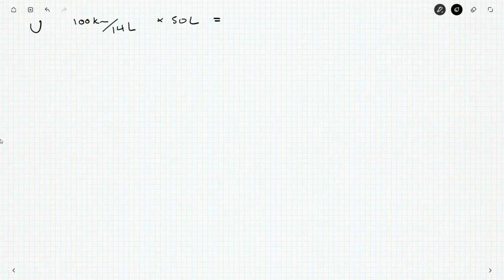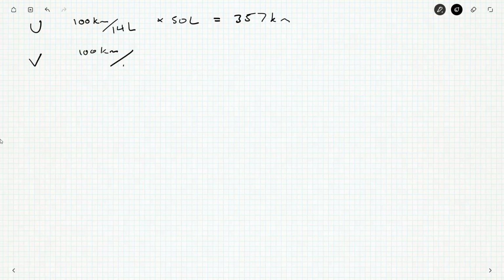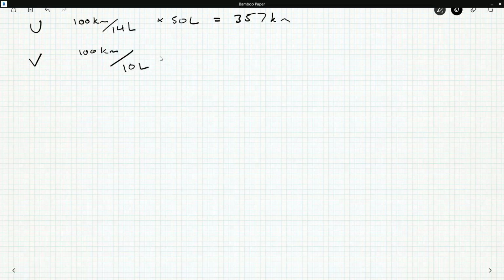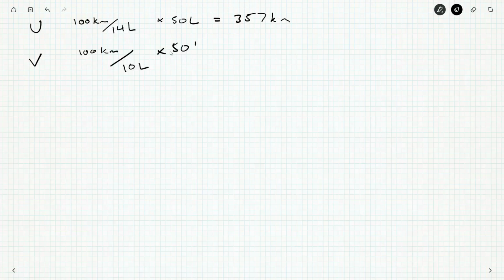And then you grab your calculator, 50 over 14, multiply that by 100, and you'll get about 357 kilometers. Whereas, for example, if we were to take V, which goes 100 kilometers in 10 liters, just by reading off our chart here, 10 for V. And again, we're only using 50 liters. You can see the 100 kilometers and the 50 liters are not going to change, but the number that we are dividing by is. This will be 500 kilometers.